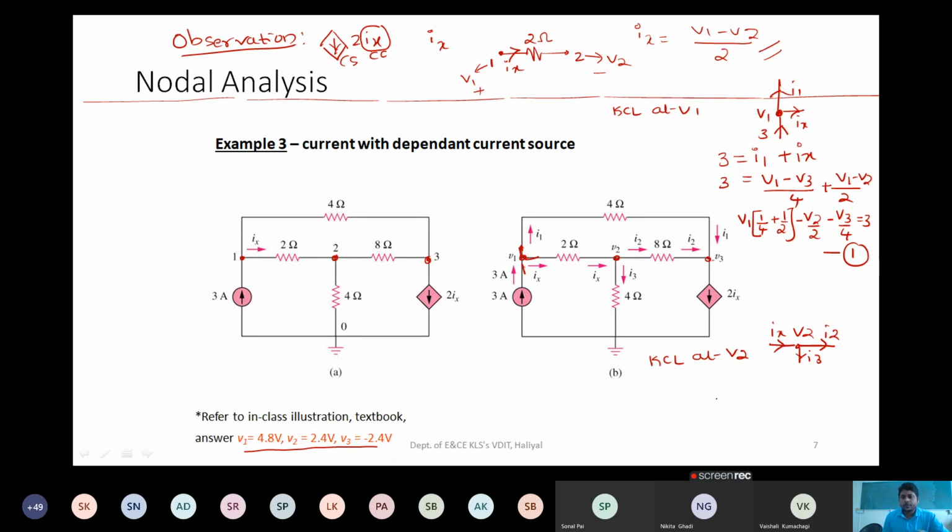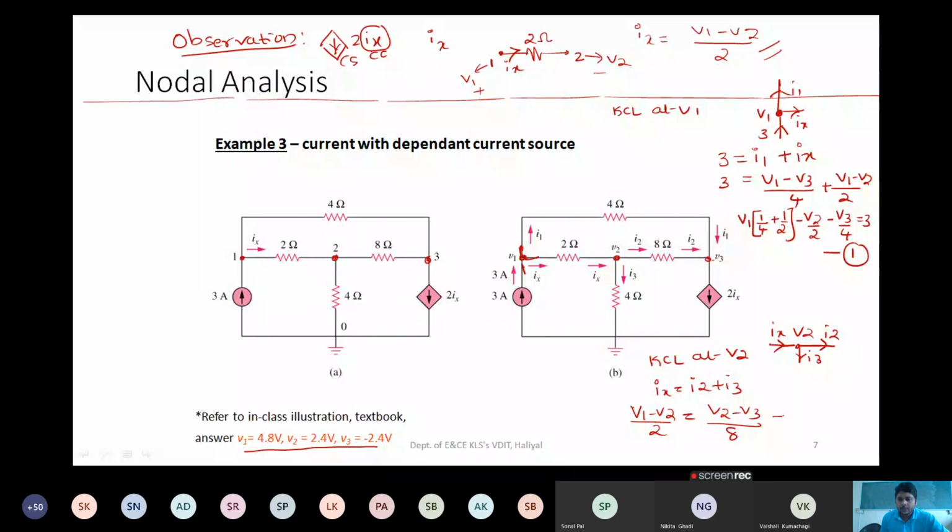Okay, so if you write down the KCL equation here, we have Ix and two outgoing currents, I2 and I3. Ix we know already, Ix is V1 minus V2 divided by 2. And what is I2? The I2 direction will be like this, so that will be V2 minus V3 divided by 8.